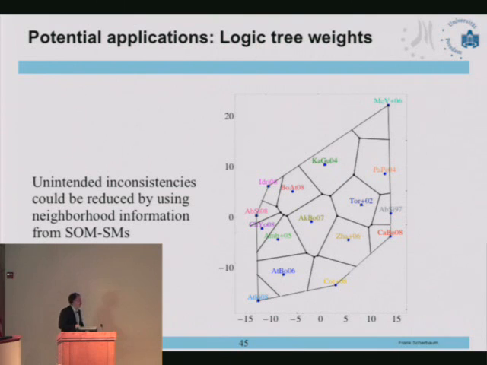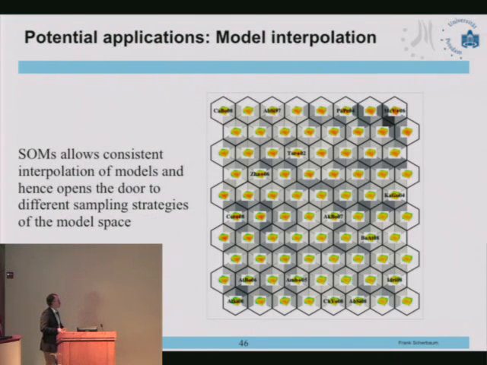What I've done here to illustrate this idea is I've taken the Sammon's map of the SOM and I've calculated the convex hull, so it's the boundary of these points, and I've also calculated a Voronoi cell separation so that one can see the region which each of the models represents. And I think such a plot could be helpful in defining the relative weights on a logic tree. Or one could use the SOMs for interpolation. The SOMs allow a consistent interpolation of models and open the door to different sampling strategies.